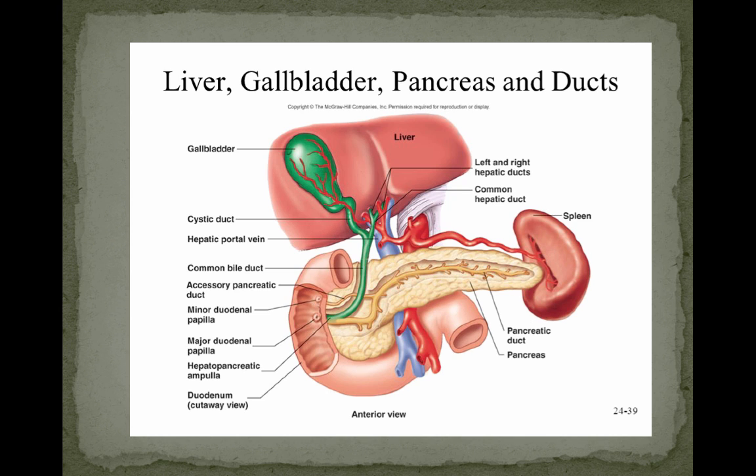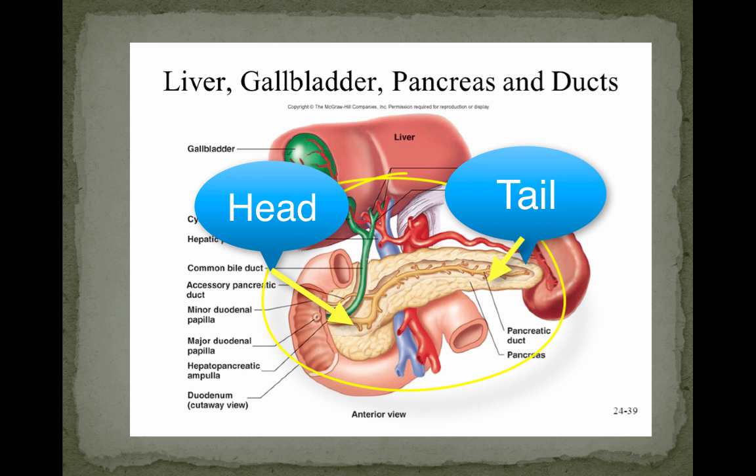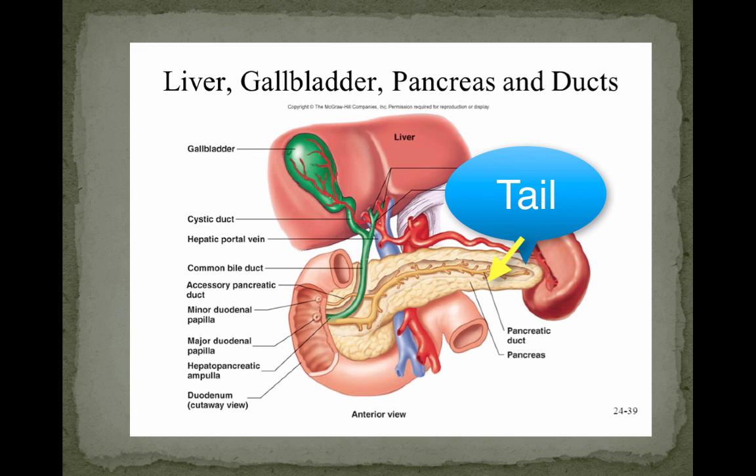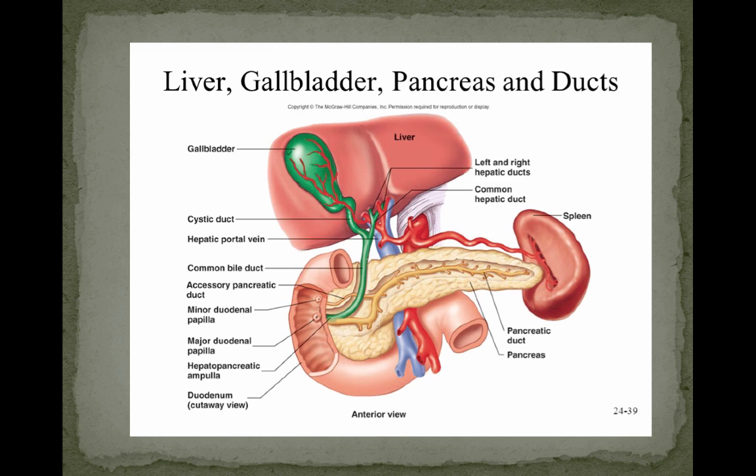The other piece that's part of this whole system is the pancreas. The pancreas is a long organ. It has a head and a tail. The head is tucked behind the duodenum, and it's very deep in the abdomen. The pancreas lies very deep in the abdomen, behind the stomach. The pancreas has two functions. It has an endocrine function and an exocrine function.